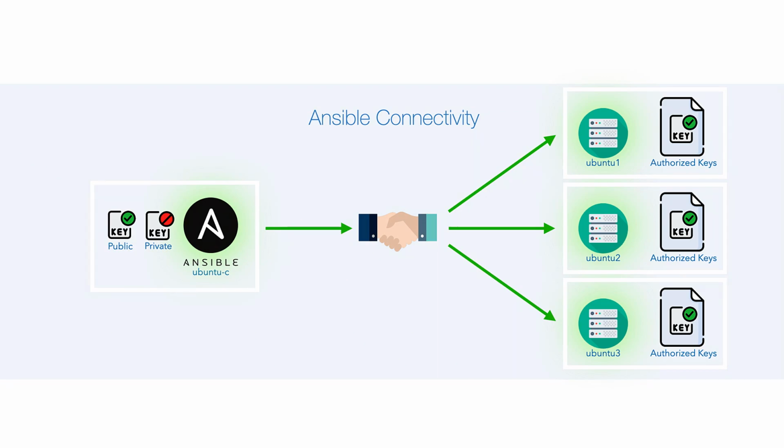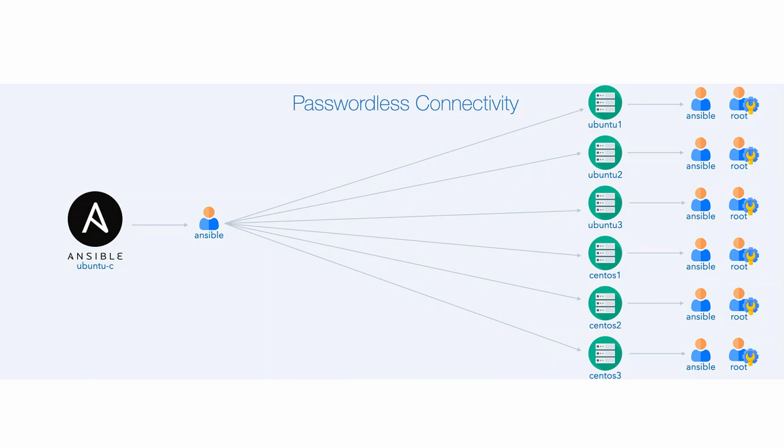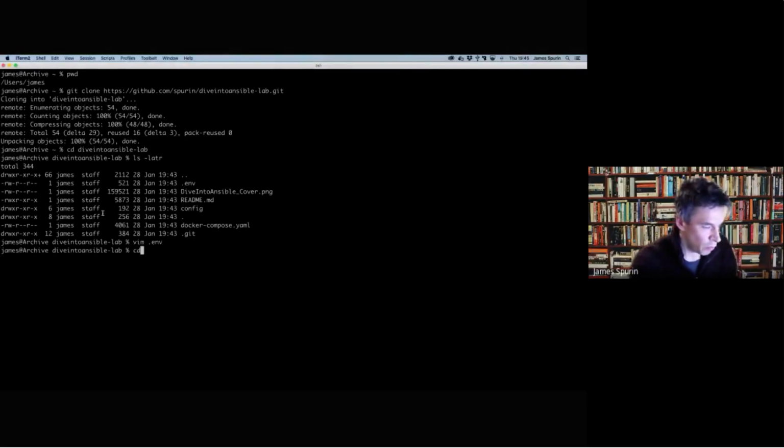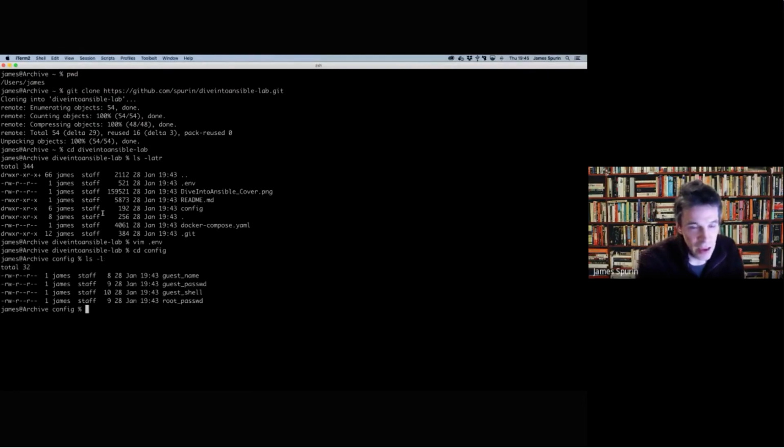With this being done, we should have passwordless connectivity straight off the bat from our Ansible control host, which is Ubuntu-C, to all of these guest machines as either the Ansible or the root user. So I'm going to go back to the terminal, and we go into that config directory. There's a couple of files here. These quite simply have the user you want to create, whatever password you want to use, and what you want to assign as the root password. You can change those if you wish to. By default, they are just simple. This is a lab environment, so these are just set to a password.